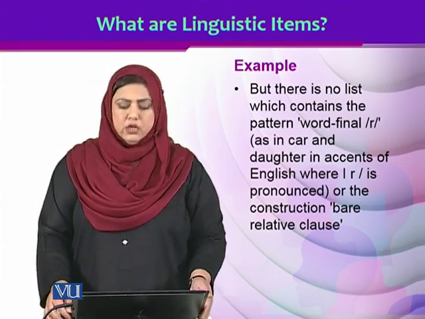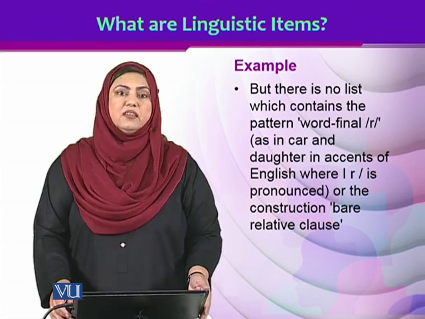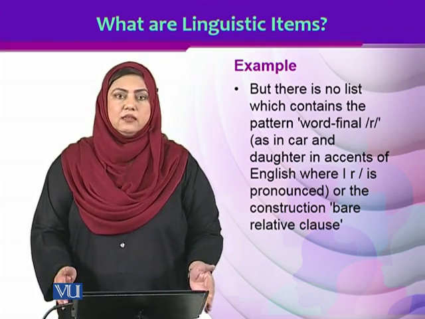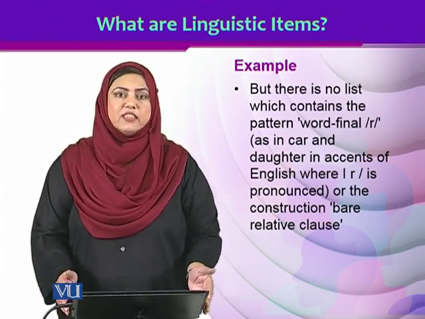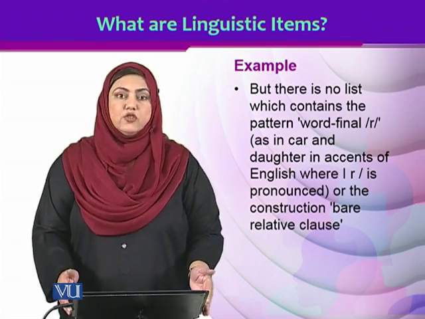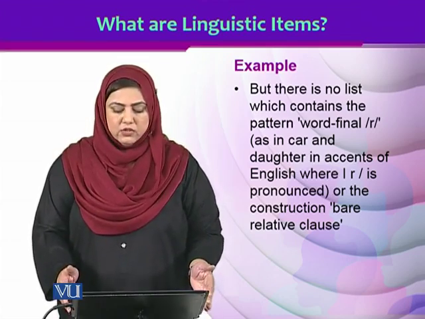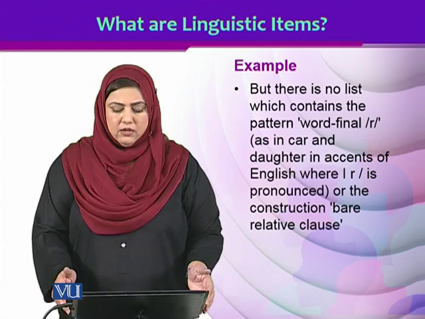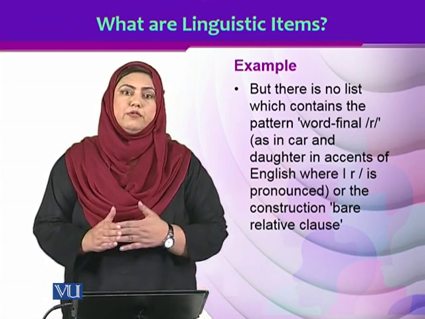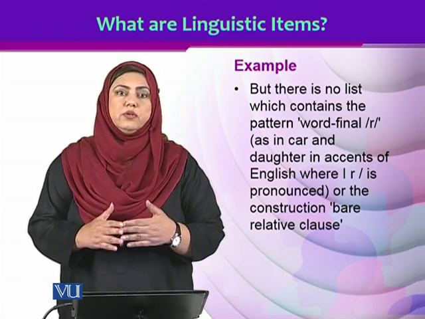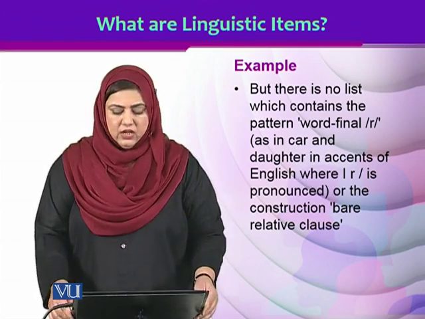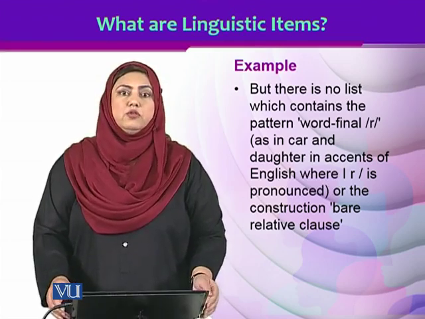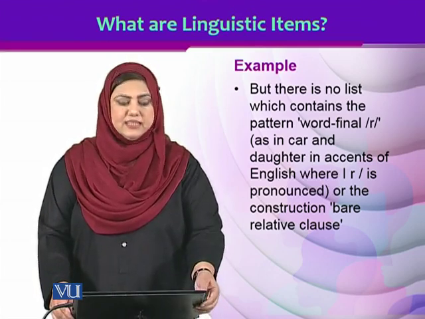So, for example, you would not find a list which contains the pattern, for example, the R sound that is produced at the end of words, for example, car. So, whether it is to be pronounced or not, or the accent that would operate in the word daughter in English, or the varieties of these pronunciations, for example, of the two words in British and in American English, or the construction of, for example, a bare relative clause, you would not find them listed per se in a dictionary.